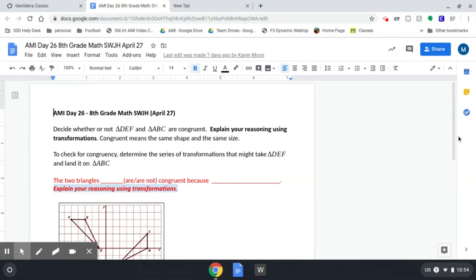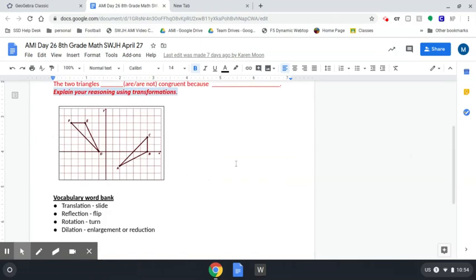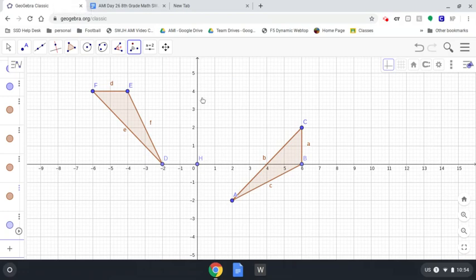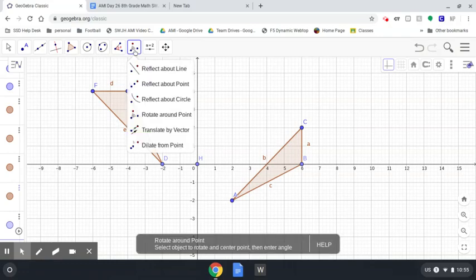And if we slide on down, we can see some vocabulary. Did we slide it? Did we flip it? Did we turn it? Or did we dilate it? And so I'm going to give you a pretty big hint on this using something called GeoGebra Classic. Ideally, we would want you to do this on paper. So it's kind of a guess and check. So as you see, we've got these two triangles, and we're going to try some transformations and see what happens.